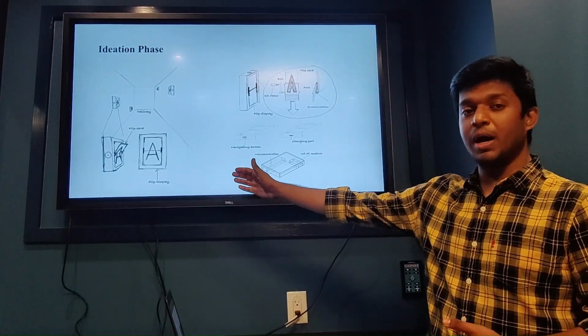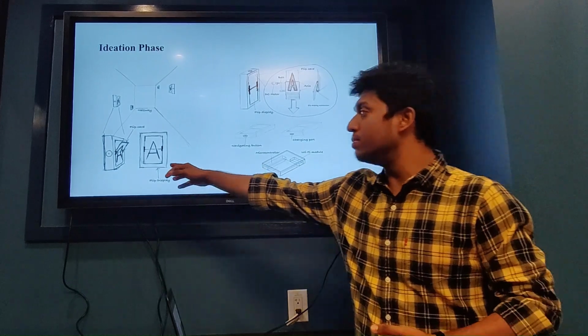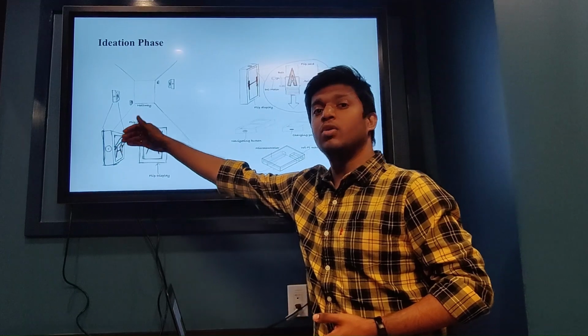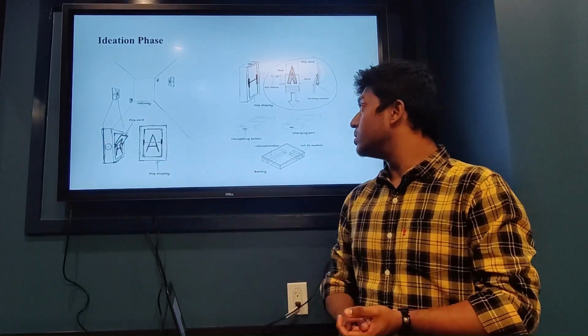Firstly, we came up with a flip card display, which would have a simple flip display that after A it would show B, C, D, and it could show various numbers and symbols.